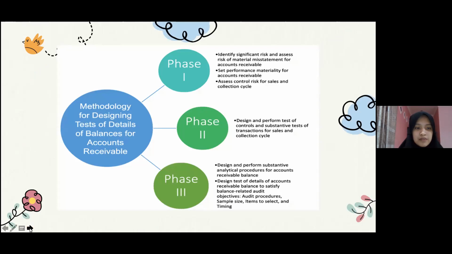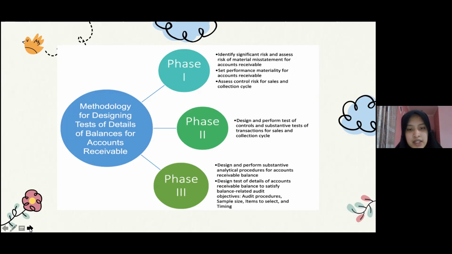Okay, the method for designing tests of details of balance for accounts receivable has 3 phases. For phase 1, we identify significant risks and assess risk of material misstatement for accounts receivable. Next, we set performance materiality for accounts receivable. And last in phase 1 is assess control risk for the sales and collection cycle.